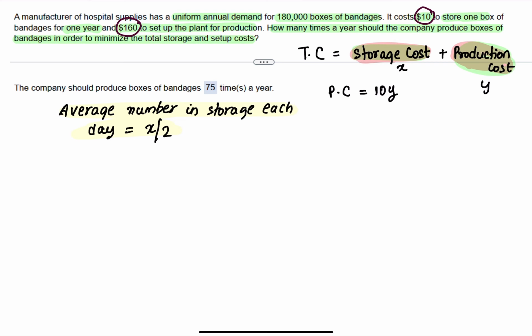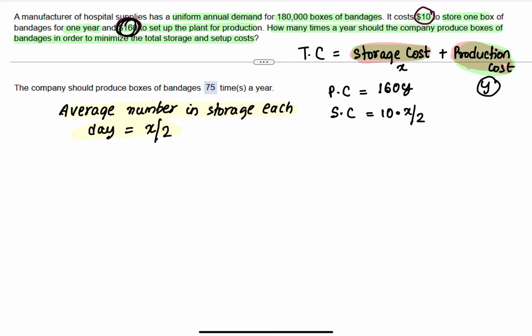So the storage cost is going to be 10 times, oh, my production is not 10. It's going to be X over 2. Sorry, my production here is 160. I confused. If I produce Y times a year, my production cost is 160Y, not 10Y. I looked at the wrong numbers.